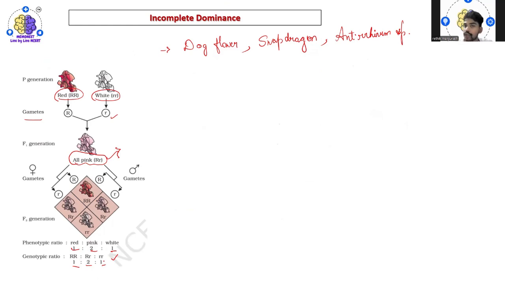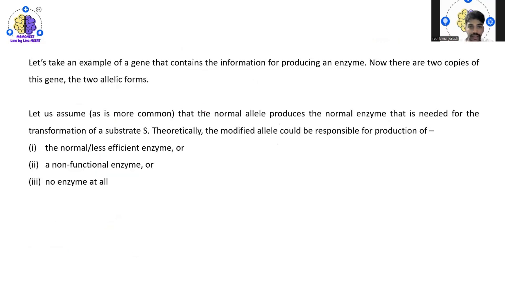So what exactly is dominance then? And why are some alleles dominant and some recessive is the big question that comes. To tackle this, this experiment was done. And there is another example: let's take another gene that contains information for producing an enzyme.